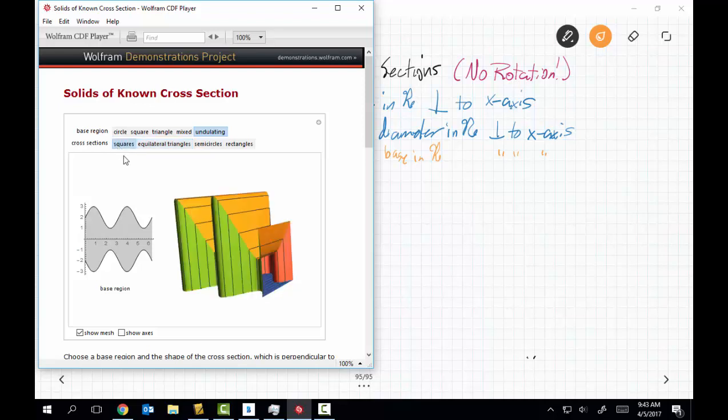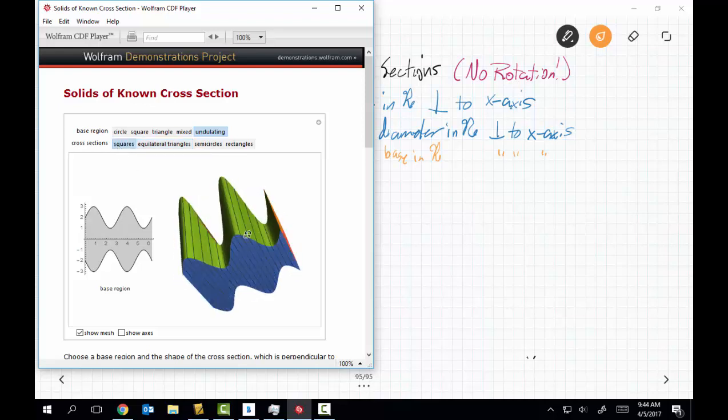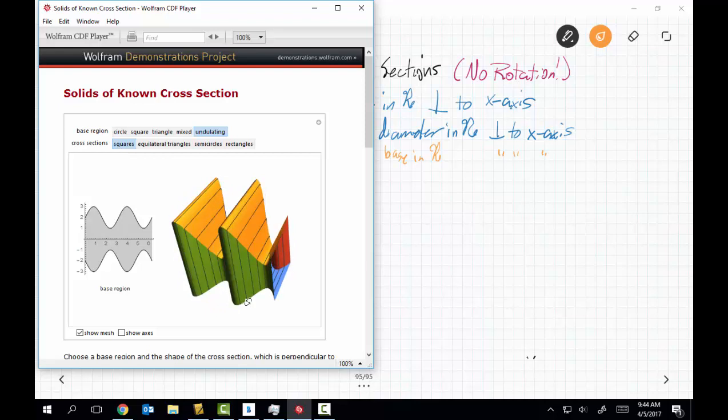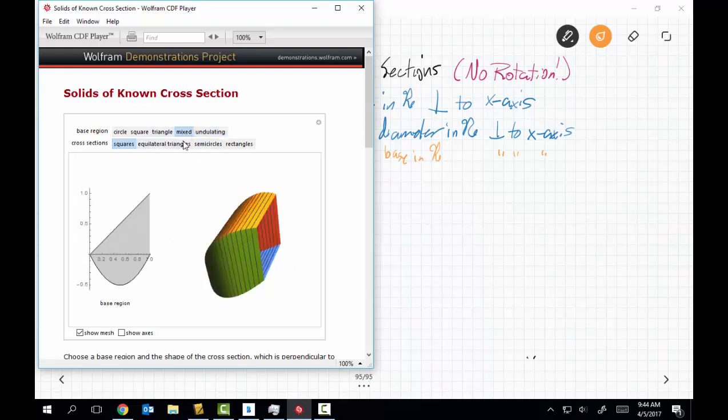How about squares? Look at that. Base down here, squares popping out at you. It's a lot easier to see, isn't it? We already did semicircles. What if we had a mix? Now notice here's my base region. Let's see if we can find my base region in all of this because that can get a little confusing. Oh, it kind of looks like that's my base region, doesn't it?